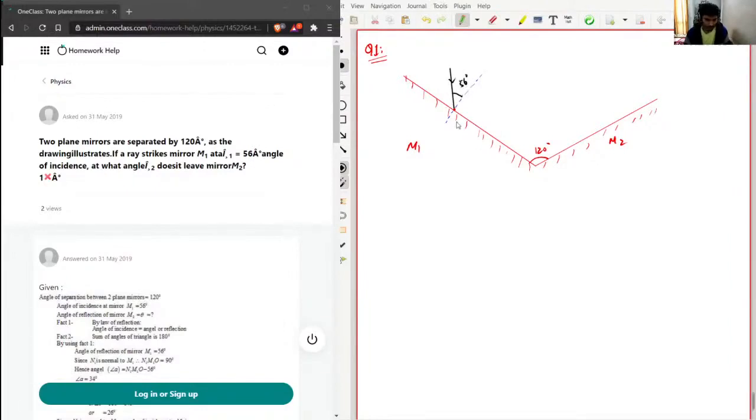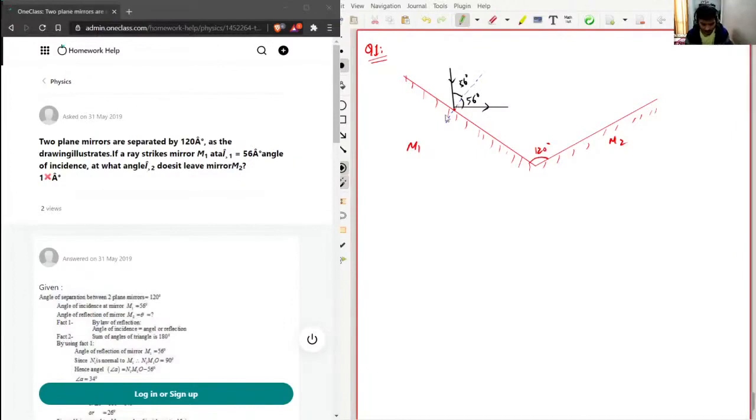and there is a property of reflection. So basically in the case of mirrors, angle of incidence is always equal to angle of reflection. So when this ray is reflected back, let's say like this, it will make an angle of 56 degrees.